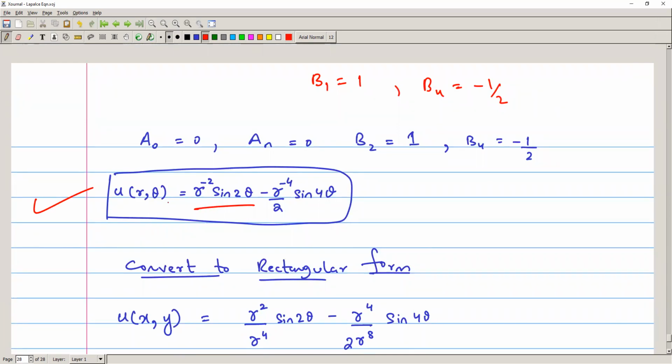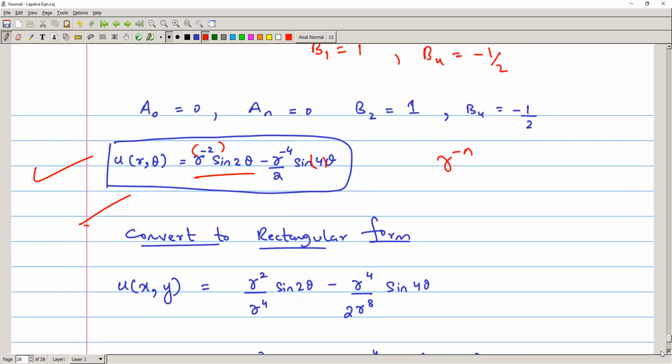So it will be equal to u(r, theta) = r to the power negative 2 times sine 2 theta. Remember that we have r to the power negative n in the solution. So n equals 2 here, therefore r to the power negative 2, and here n equals 4. That's why it's r to the power negative 4 over 2, minus. So this is the general form.